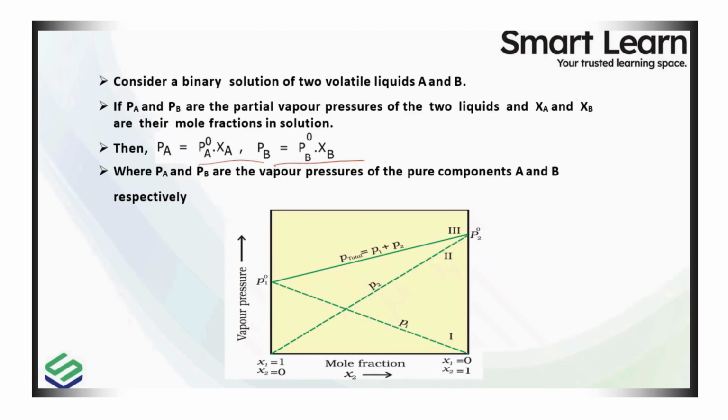The y-axis shows the vapor pressure. There are three lines: vapor pressure of A, which you can consider as P1, vapor pressure of B, considered as P2, and the total vapor pressure. As the mole fraction of component A increases, its vapor pressure also increases linearly. The vapor pressure of B decreases because its mole fraction decreases. P total is the sum of both partial pressures, so P total is equal to P1 plus P2. That's why we get a straight line for total pressure.